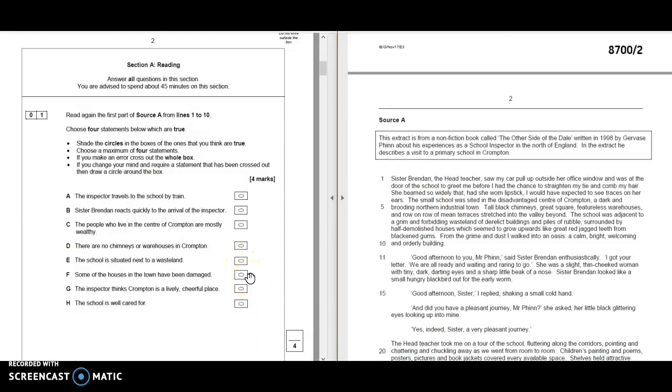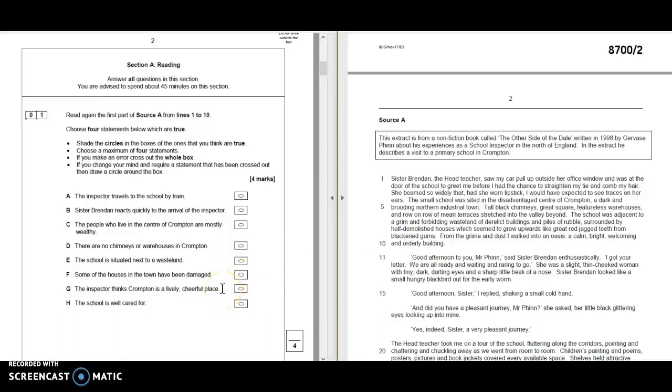F. Some of the houses in the town have been damaged. Let's have a look. Derelict buildings and piles of rubble surrounded by half-demolished houses. So again, we've kind of got a synonym here. Half-demolished has a similar meaning to damaged. So yes, that one's true as well.